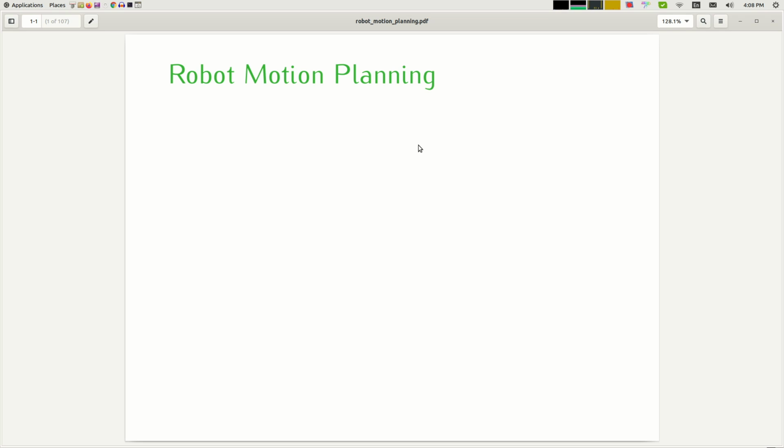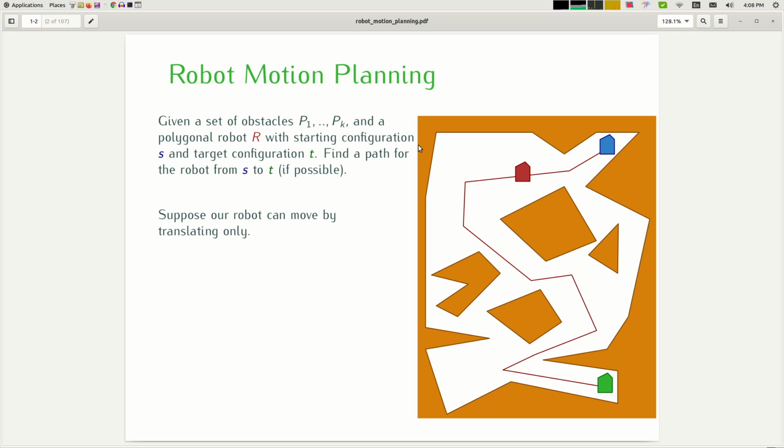In these videos, we're going to look at a set of problems that are related to robot motion planning. We're going to look at only a simple version of these types of problems. So we consider a problem in which we have a bunch of obstacles, P1 up to Pk, where each obstacle is polygonal. In other words, it's made of straight lines. These obstacles, we assume, are inside a scene that's like a bigger obstacle that surrounds them. And we also have a robot, which is also represented by another polygon.